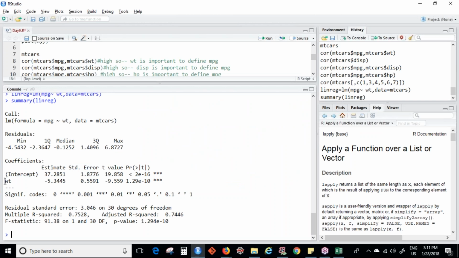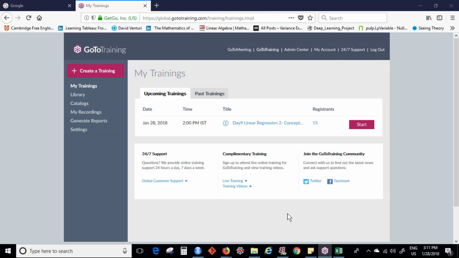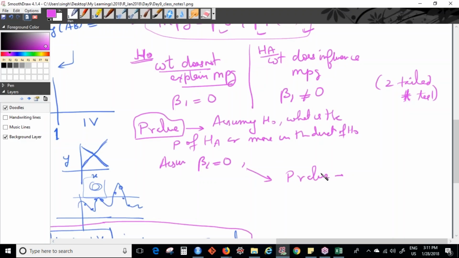So for weight, that p-value is 1.29 times 10 to the power minus 16, which is almost 0. So I can write down here that the p-value is 0. So what does this mean? P low, null go. So what will I do to my null hypothesis? Yes, I will reject my null hypothesis. So that means this is wrong, right, guys?